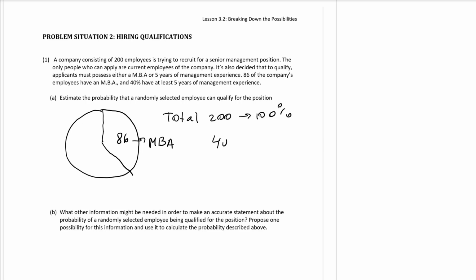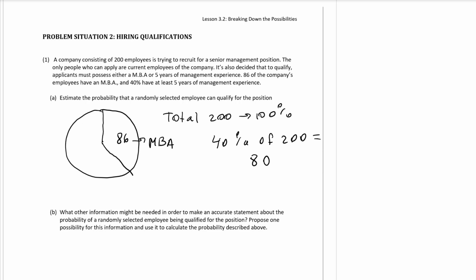Well, 40% of 200 is what? I'll give you a moment. Well, that's 80, right? So just multiply 40% times 200. So 80 employees. My question to you, are these two disjoint or are they conjoint? Do they overlap or do they not overlap based on the information that's provided? What do you think? I'll give you a moment.